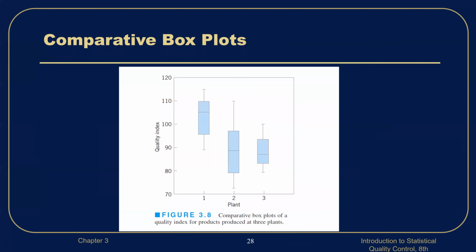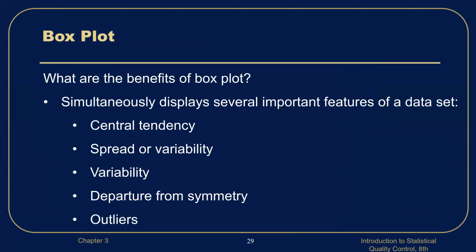We may use comparative box plots to compare several data sets. It quickly gives us the idea of the relative location, spread, and shape by comparing multiple data sets. Box plot can display several important features of a data set all at once. That is the benefit of using it. We need to choose the right tool to summarize and visualize the features of our data based on the dataset's nature, utility, and what we want to know.